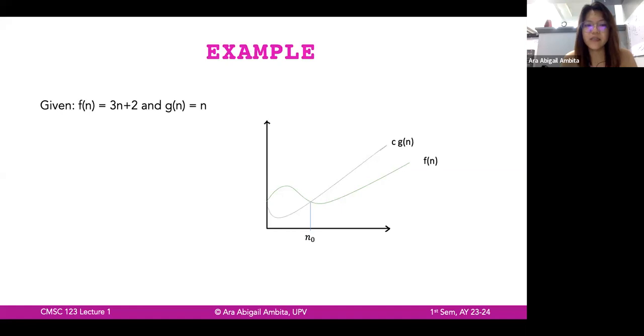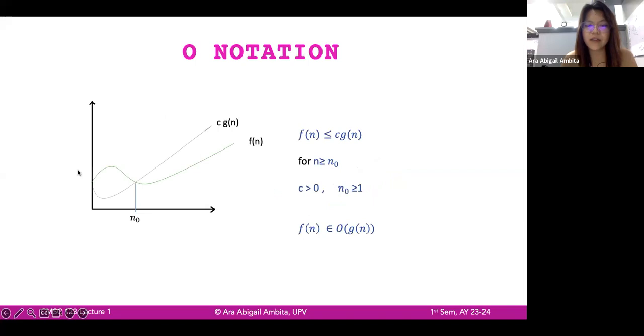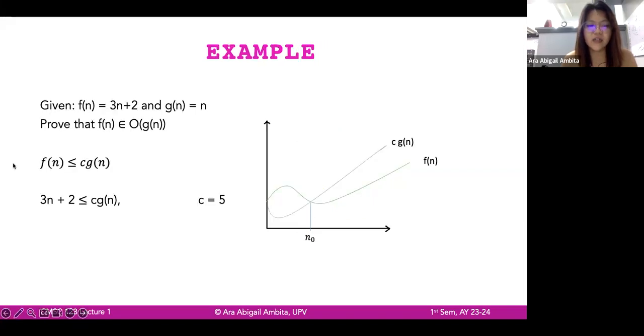Okay, so let's have a little bit of an example. Assuming that we have this function f of n, and f of n is equal to 3n plus 2. And then we also have another function g of n, which is equal to n. Can we prove that this function f of n is bounded by O of g of n? Now, f of n is less than or equal to cg of n, as we have stated. So we just replace f of n with 3n plus 2, less than or equal to cg of n.